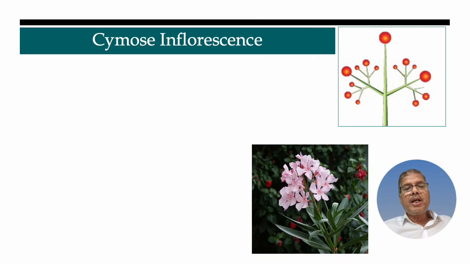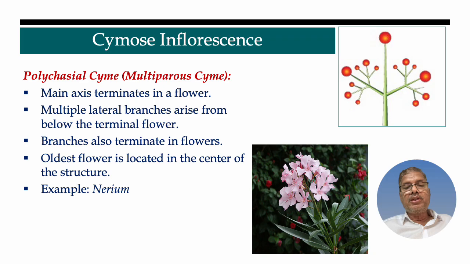A polychasial cyme, also known as a multiparous cyme, is a type of cymose inflorescence where the main axis terminates in a flower and multiple lateral branches arise from below the terminal flower, creating a branched structure. These branches in turn may also terminate in flowers, and this process can repeat, resulting in a complex, often rounded arrangement of flowers. The oldest flower is typically located in the center of the structure. This can be seen in Nerium.